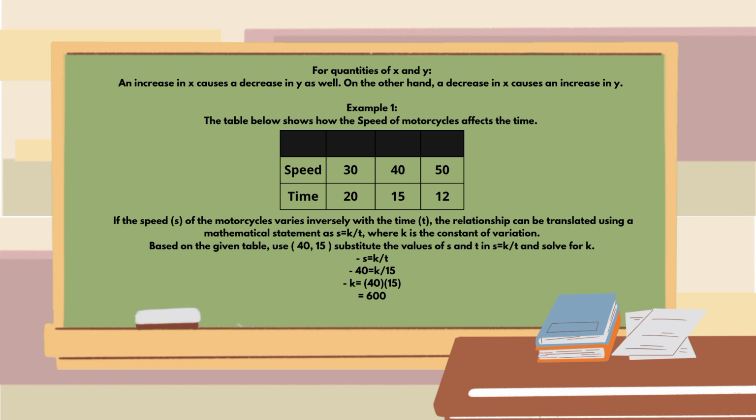First, let's find our constant, k. We multiply any pair. Let's use 40 and 15. k is equal to 40 multiplied by 15, and you will get 600. So our constant is 600. That's the total distance traveled in units, like miles or kilometers. This constant proves that the relationship is inverse. If you use 30 and 20, you will get the same. The constant is always 600.